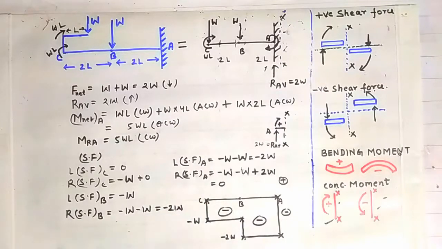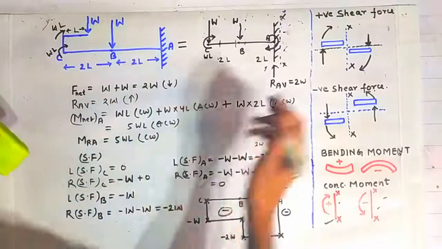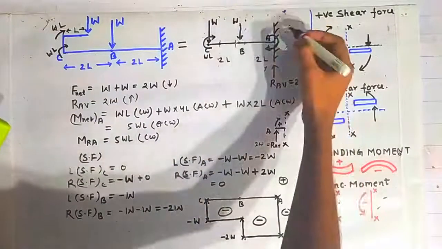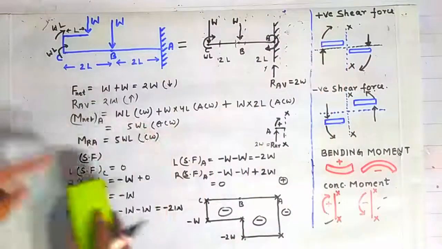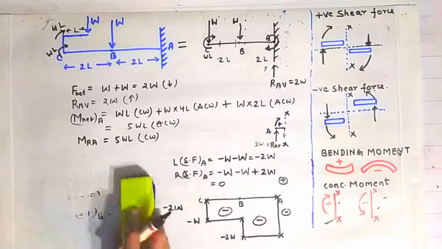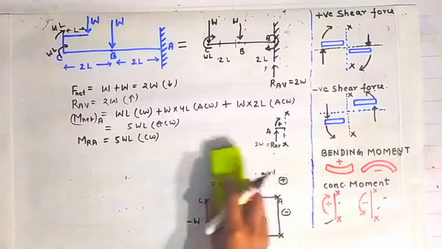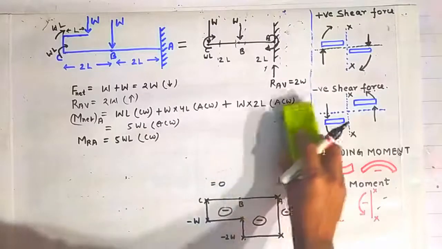Now we will draw the bending moment diagram. For that we have to rub these things again. And this moment was our 5W. This MRA was 5W. So I'm drawing this thing. Now we will draw the bending moment diagram. Okay friends, so let us see how we will draw the bending moment diagram.